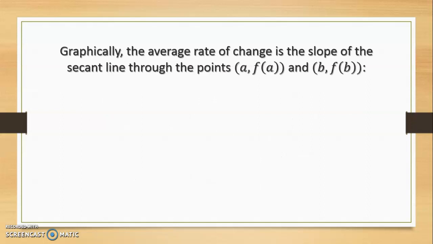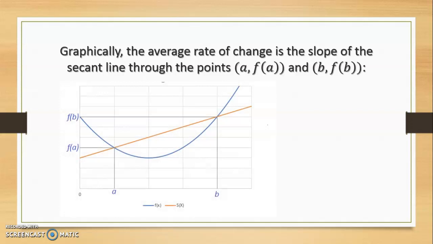Graphically, the average rate of change is actually the slope of the secant line through the points (a, f(a)) and (b, f(b)). As you can see graphically, the orange line, which is the secant line, has a change in y, calculated by f(b) minus f(a), and a change in x, that is the result of b minus a. So essentially the quotient, or the ratio we are calculating, is that of a slope.